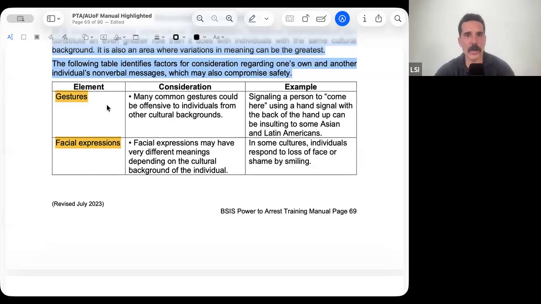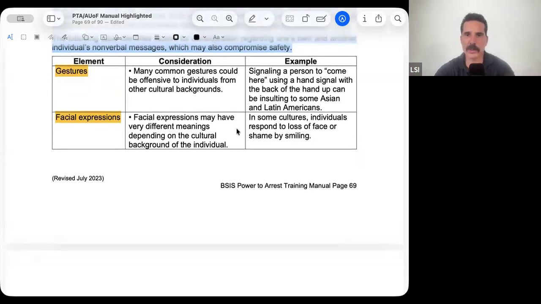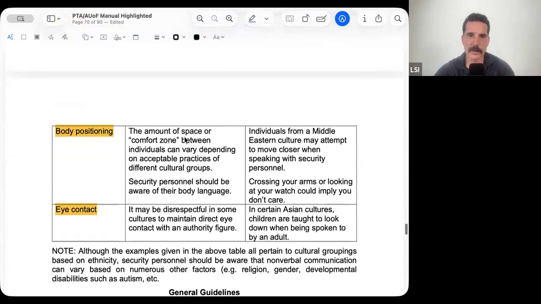All right. So facial expressions may have very different meanings depending on the cultural background of the individual. In some cultures, individuals respond to a loss of face or shame by smiling. Just be aware of that.